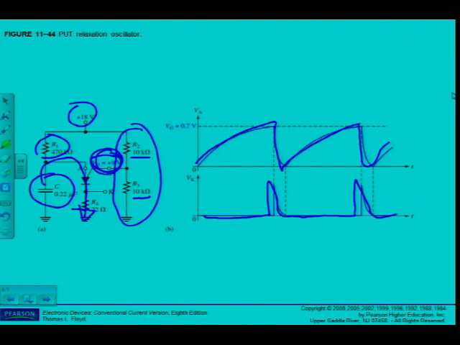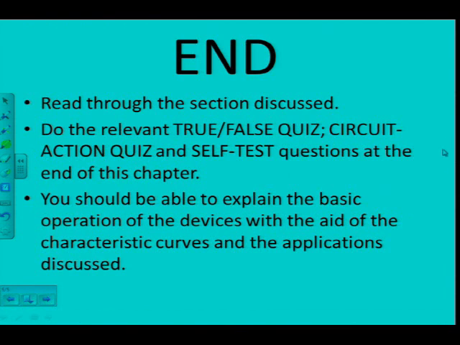And that concludes chapter 11. This last section, the programmable unijunction transistor, and the same applies as for all the other sections that we've discussed in this chapter. And this concludes also the syllabus for this semester.